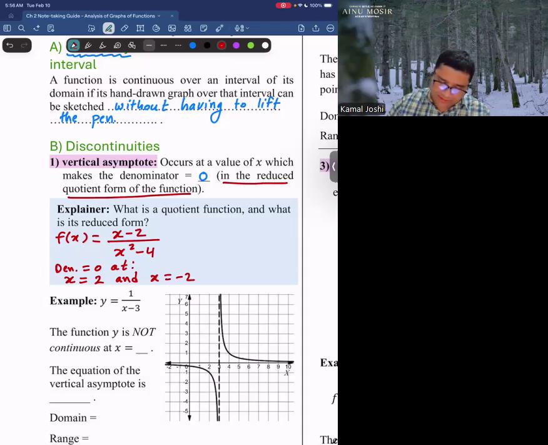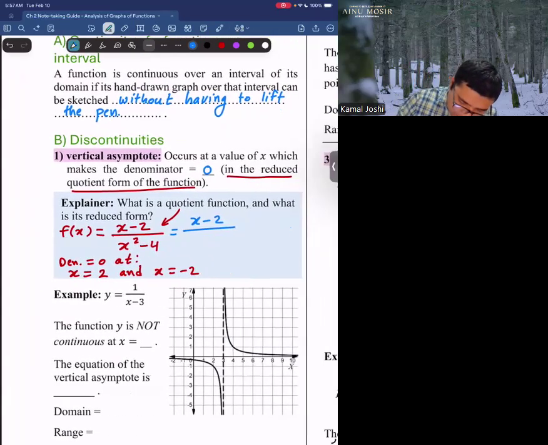By the way, this is a quotient function because there is a fraction, right? A divided by b, it's a quotient function. And the denominator is 0 at x equal to 2 and x equal to minus 2. But do you get vertical asymptotes at 2 and minus 2 both? For that, let us simplify the function. If you rewrite it, you are going to make the denominator factored. X square minus 4 is x square minus 2 square.